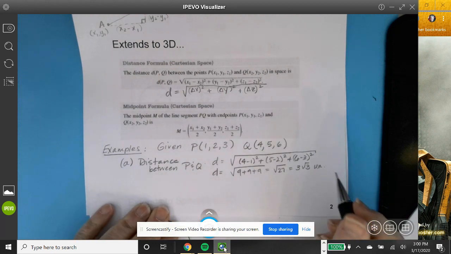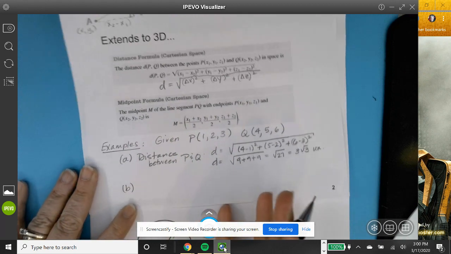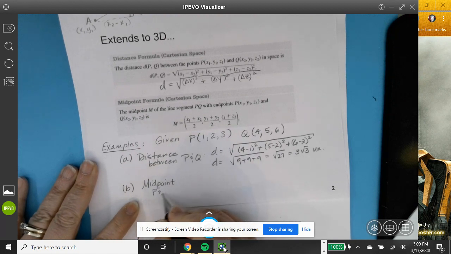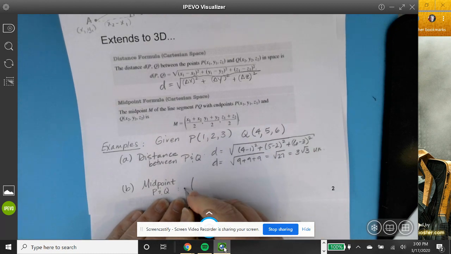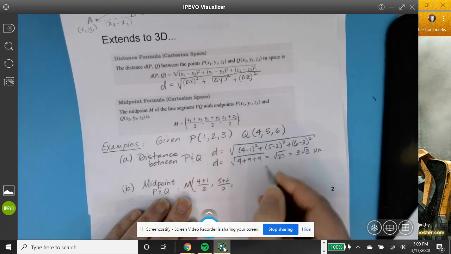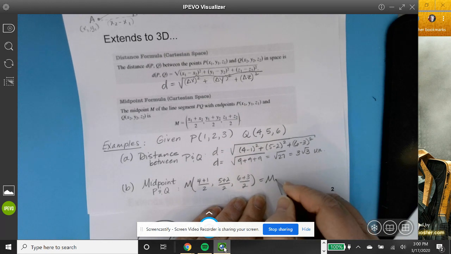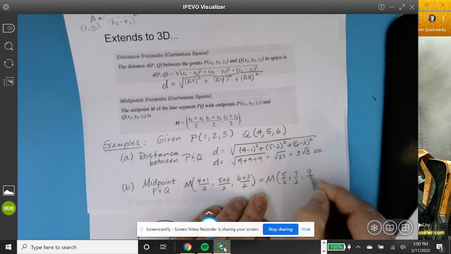All right, well, let's go on to part B and let's get wild and crazy and find the midpoint between these. So how do you find the midpoint between P and Q? Well, we just average the x's, average the y's, and average the z's. So the first step would be 4 plus 1 over 2, and then 5 plus 2 over 2, and then 6 plus 3 over 2. And so our midpoint, if we were to simplify, would be 5 over 2, 7 over 2, and 9 over 2.